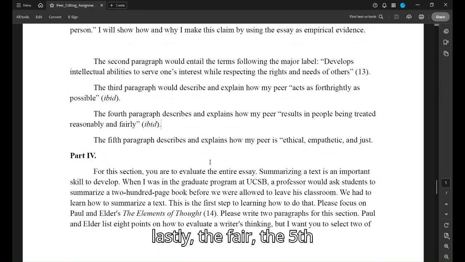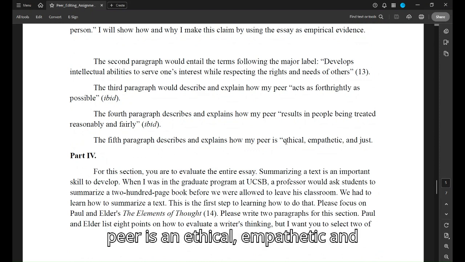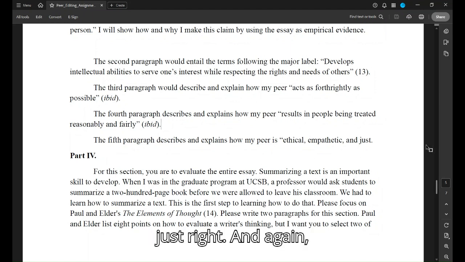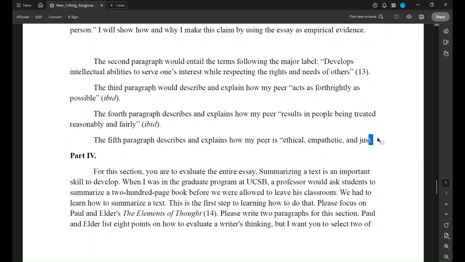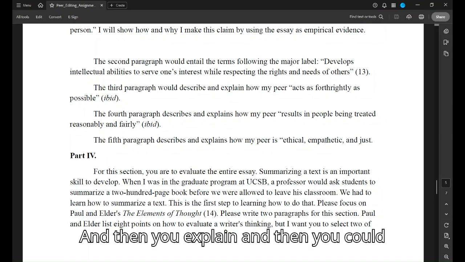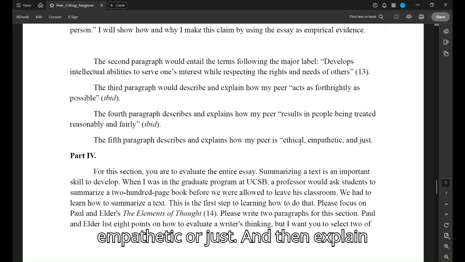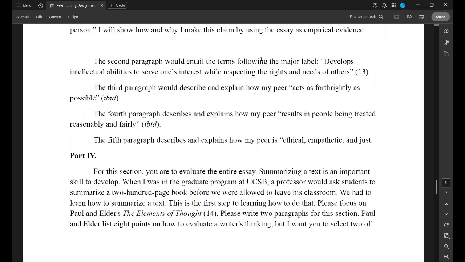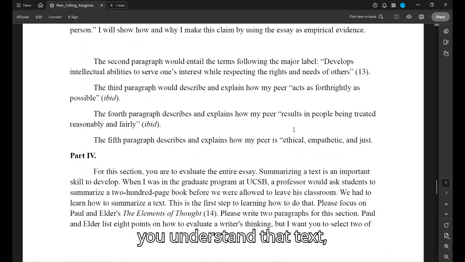And then lastly, the fifth paragraph describes and explains how my peer is ethical, empathetic, and just. Right. Oh, and again, like I said, we're all imperfect, so I got to fix that and put the quotation marks there. And then you could select one of these three, right? Ethical, empathetic, or just, and then explain why you would say that they're empathetic based on what you've written here and how you understand that text, right?